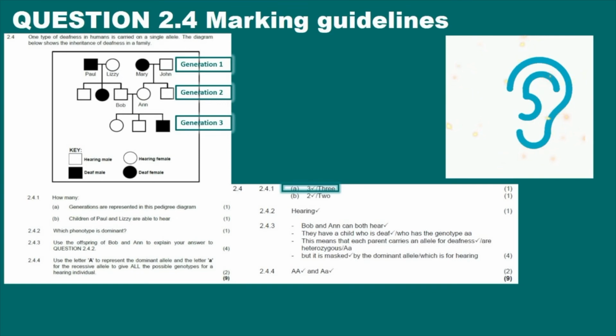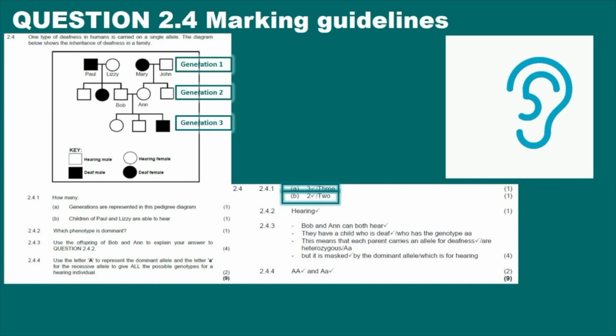Then they want to know how many children of Paul and Lizzie are able to hear. These will be indicated by a square or a circle that's not colored in. That means they are unaffected and they are normal. They can hear. Here you can clearly see in the picture that we have Bob and his brother. So there's a total of 2 offspring or children that will be able to hear normally.